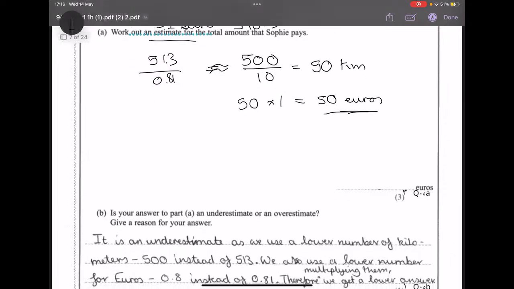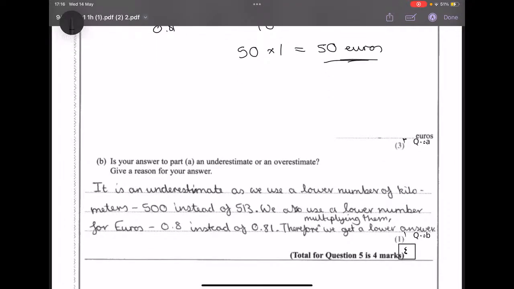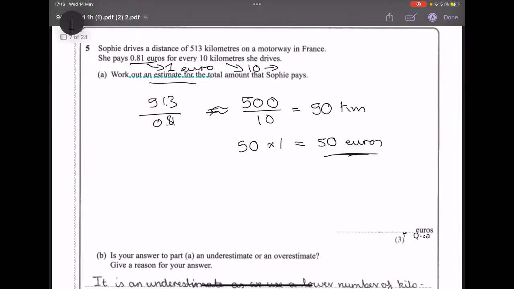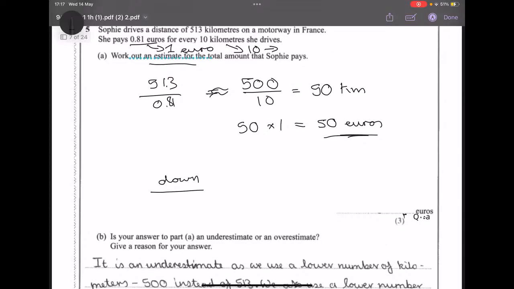Moving on to part B. Is your answer to part A an underestimate or overestimate? Now over here we must write down what we are doing. So over here we have rounded down the total number of kilometers, which is at the top of the fraction, down. So it's smaller than what it actually is. Now we have divided it by 10 kilometers, which is the same. So therefore, in actual fact, this 50 that we have here should actually be higher. And the 0.81 euros should be 0.81 instead of 1 euro.